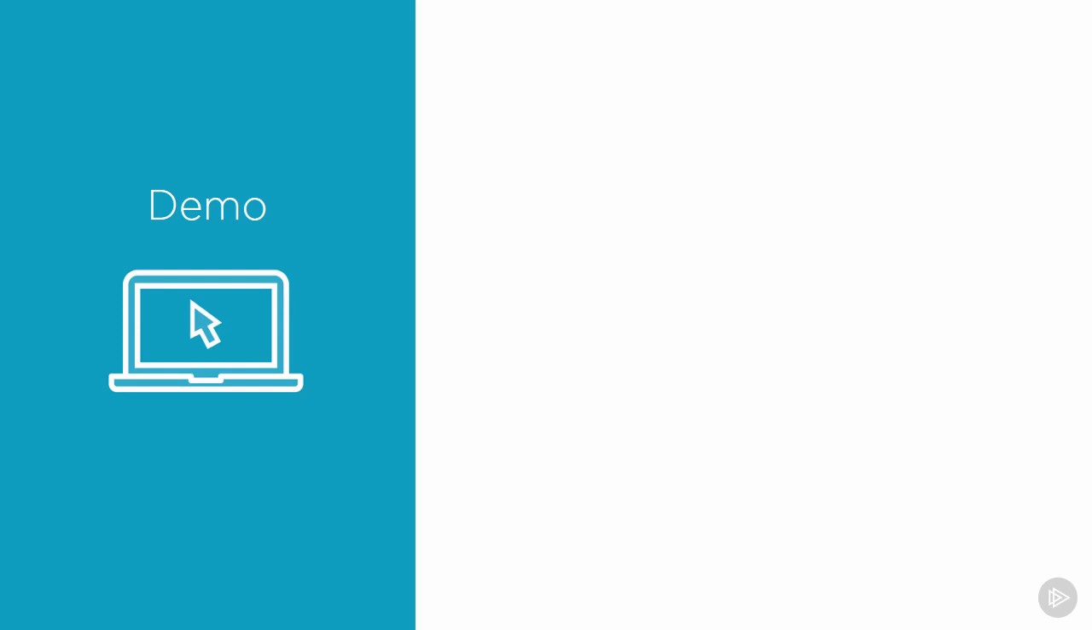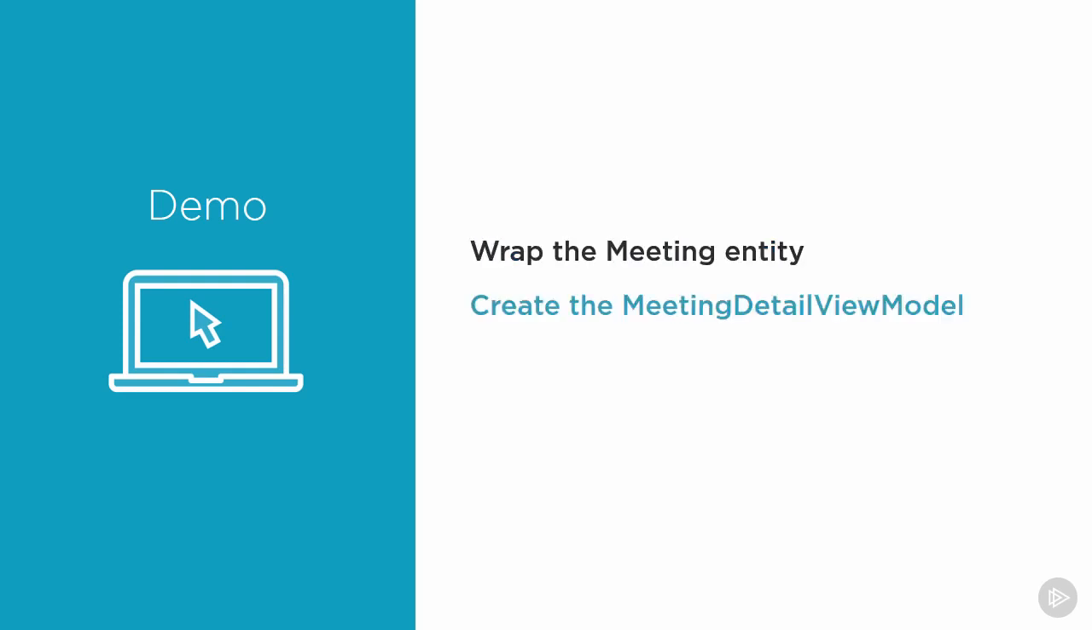In this demonstration, we will wrap the meeting entity with the meeting wrapper. Then we will create the meeting detail view model and also the meeting detail view. Adding and removing friends to a meeting is not part of this demonstration. We will focus on that topic in the next module when we build the pick list for this many-to-many relationship. Here we just try to display the meetings in the user interface with the title and the dates. Let's switch to Visual Studio and let's wrap the meeting entity.